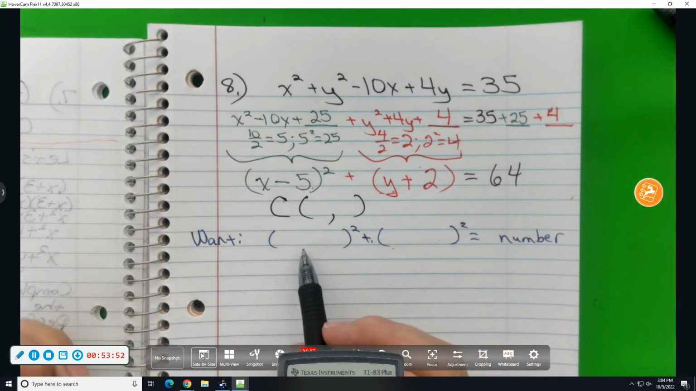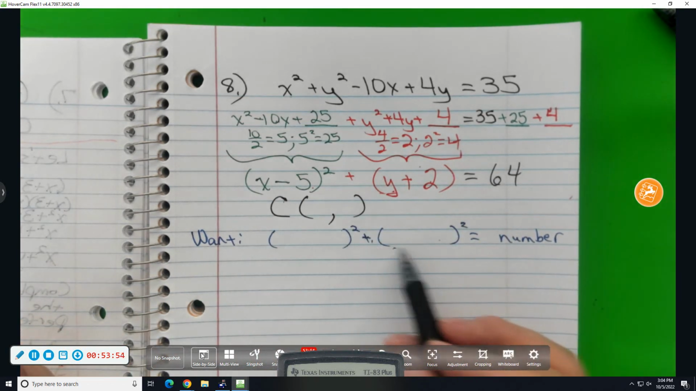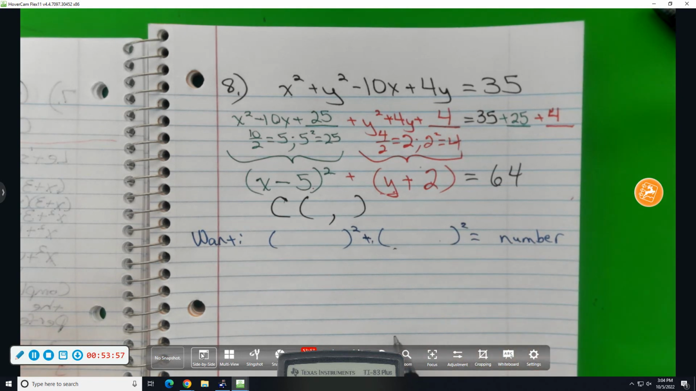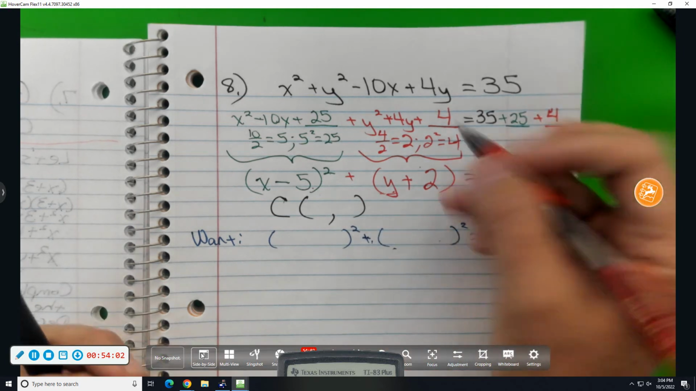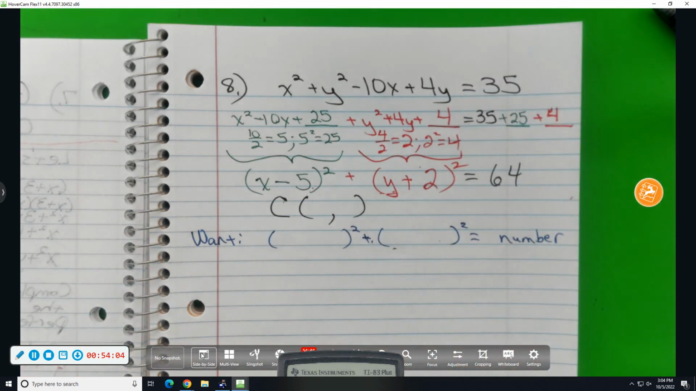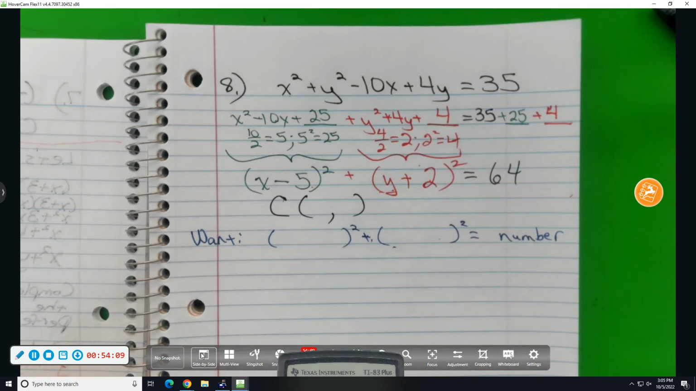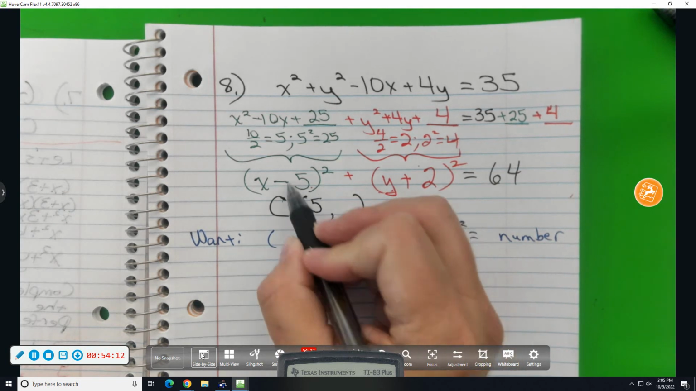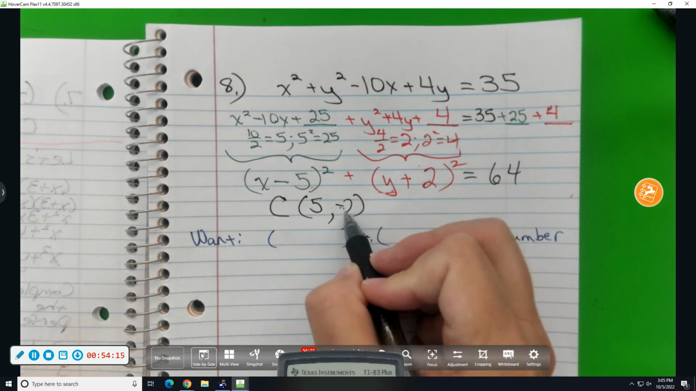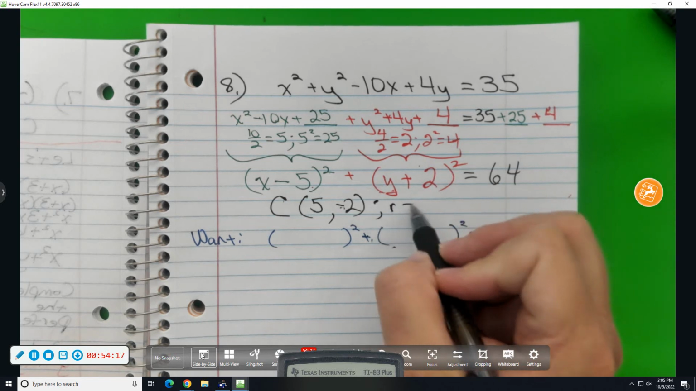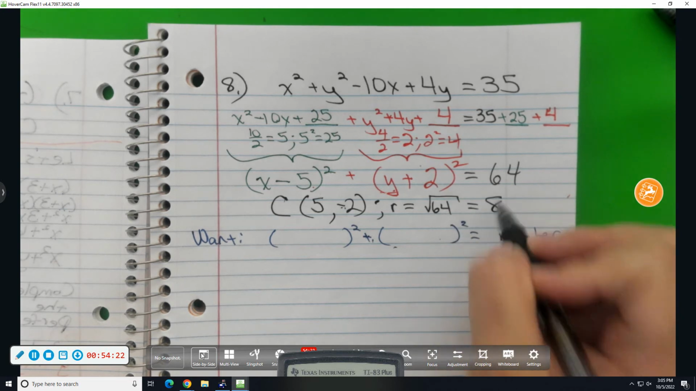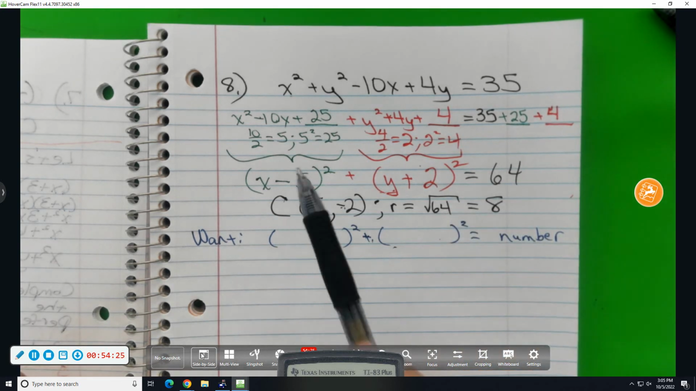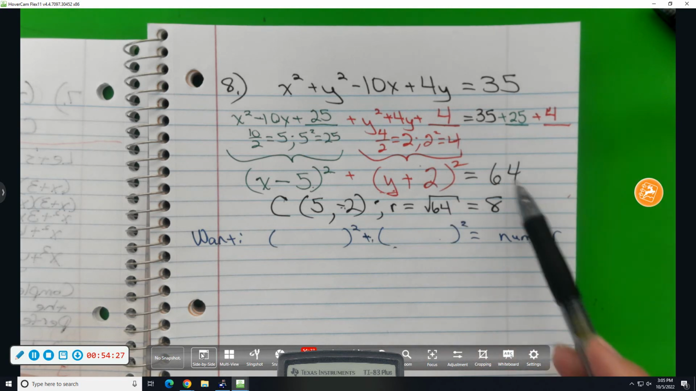We got it in the form we needed: parentheses squared plus parentheses squared equals a number. What's the center? Oh, I forgot to put my square there. That's why y'all are so quiet. You didn't want to tell me I'd accidentally dropped a square. Center, here. Okay, change sign, here. Change sign. Radius, we take the square root of 64, which gives me an 8. Change sign, take the square root.